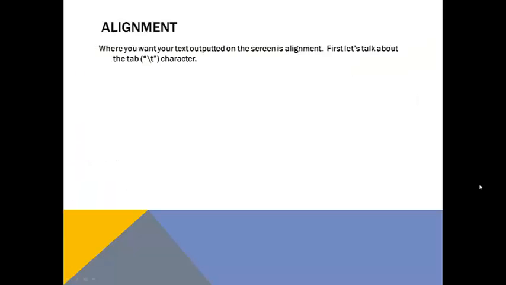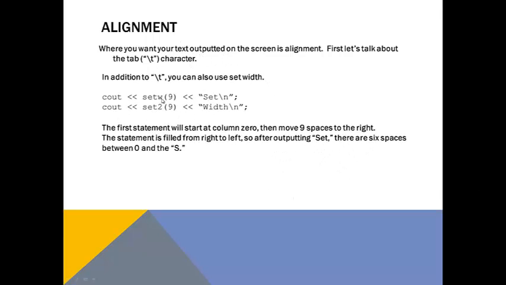The code to set width is sort of like the code to set precision. It's just a setw followed by parentheses and then the number of spaces you want. So in this case we're going to be doing a 9. Set width automatically fills from right to left. So let's say we've got 9 spaces, and we're going to output meow.